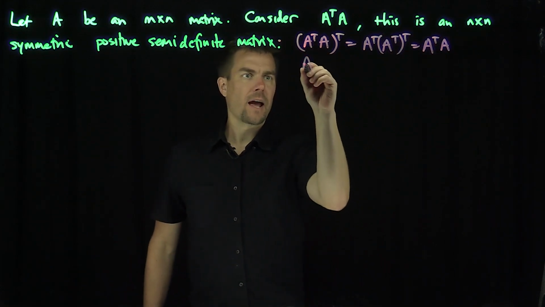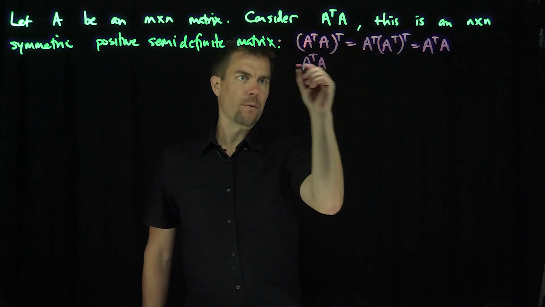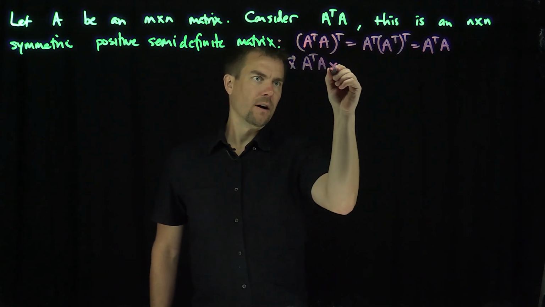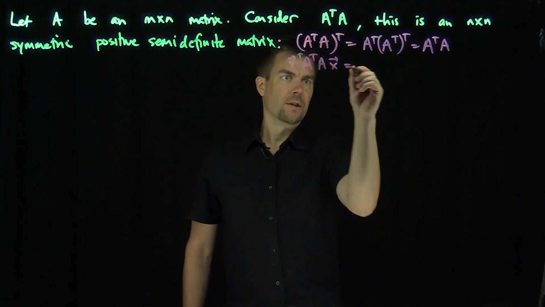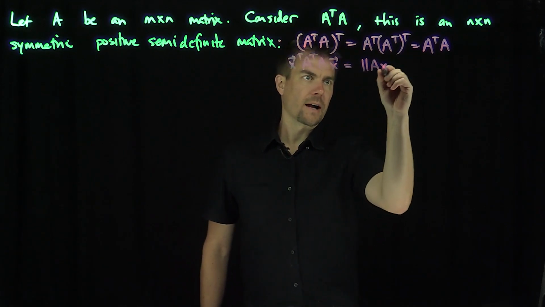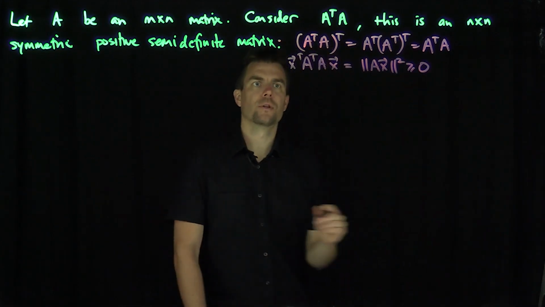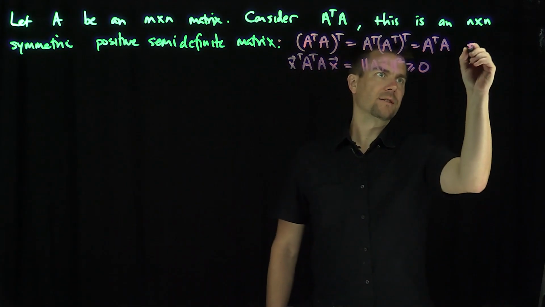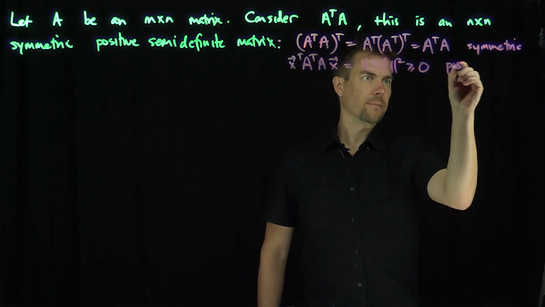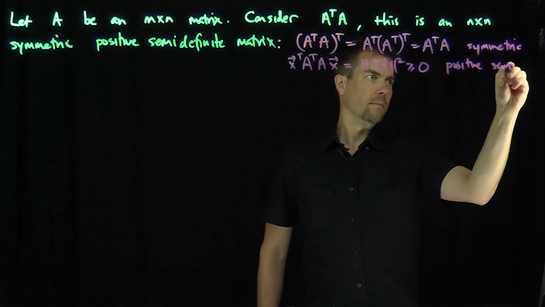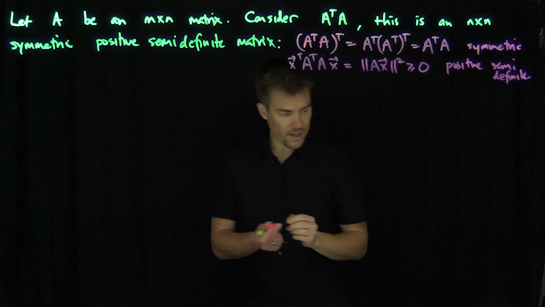And if I look at x transpose times A transpose A times x, this is just the norm of Ax quantity squared, which is greater than or equal to 0. So in other words, it's symmetric and positive semi-definite. Great. Now I can apply the spectral theorem.